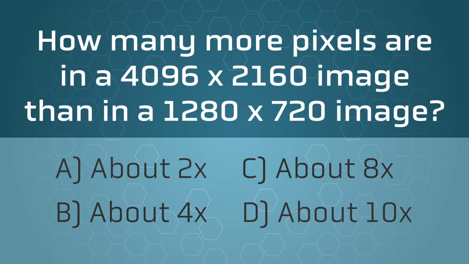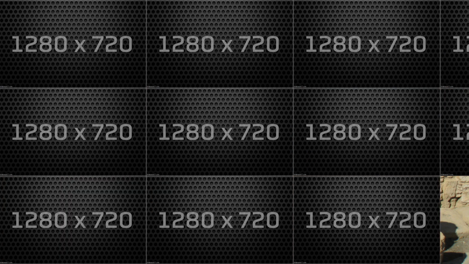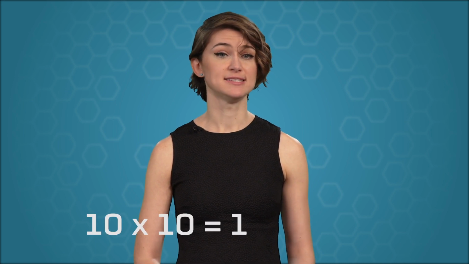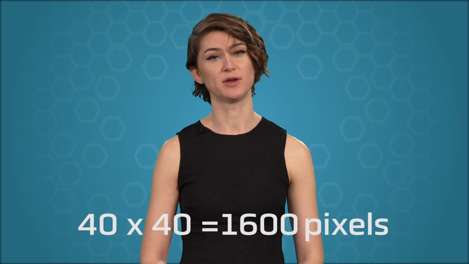Pop quiz. How many more pixels do you think are in a 4096 by 2160 image than a 1280 by 720 image? The answer is about 10 times. It's actually 9.6. It may not seem very intuitive, but the number of pixels doesn't increase linearly with image size. Let's take a look at a simpler example. A 10 by 10 resolution image would have 100 pixels, but a 40 by 40 pixel image would have 1,600. Increasing your resolution by what seems like a little bit can actually be a lot more pixels and have a large impact on the amount of time it takes to create your images.